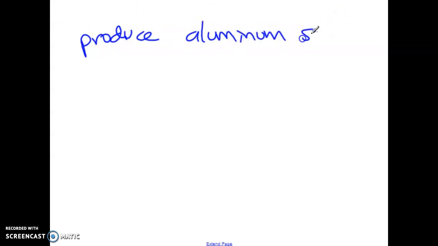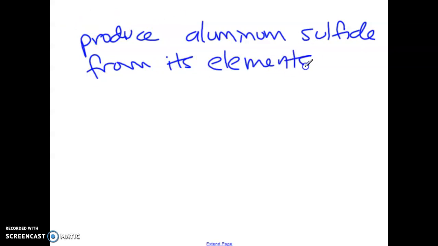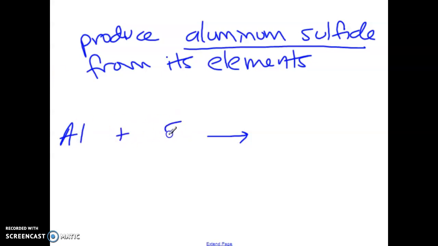Before we get into the next thing, if I were to say we are going to produce aluminum sulfide from its elements. Okay, so what that means is we're going to make aluminum sulfide from its elements. So the elements are aluminum and sulfur. So we have aluminum and sulfur. So at this point, you should know aluminum is a solid. Sulfur is also a solid. Okay, and then aluminum sulfide.